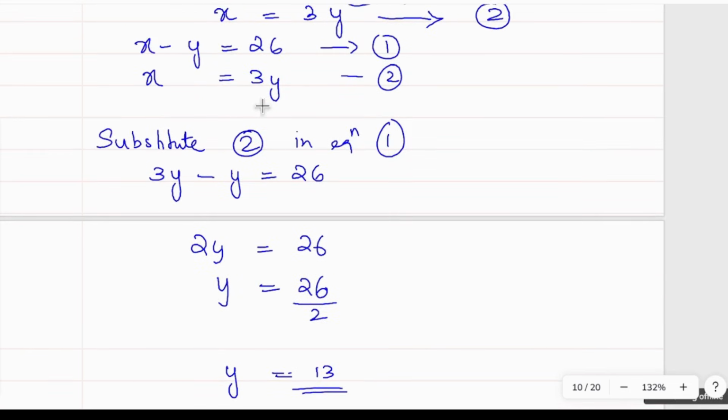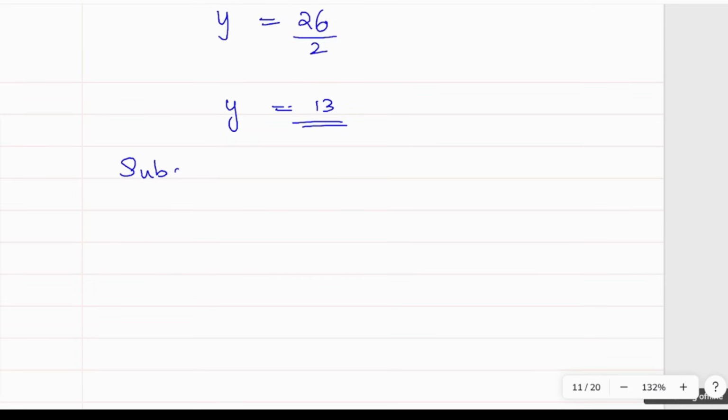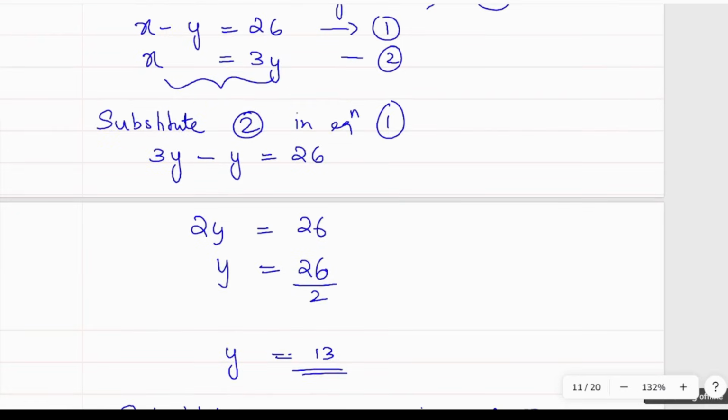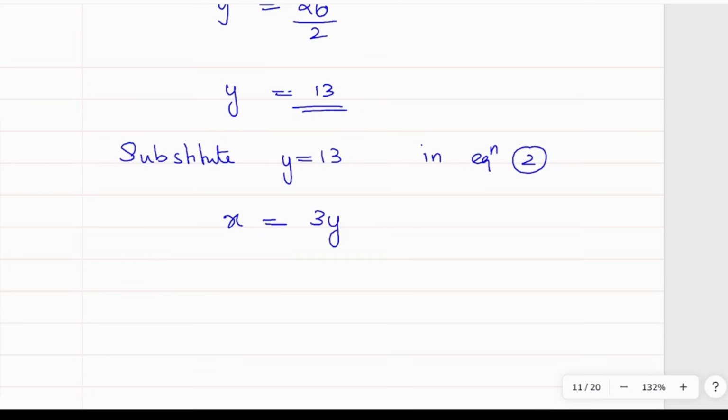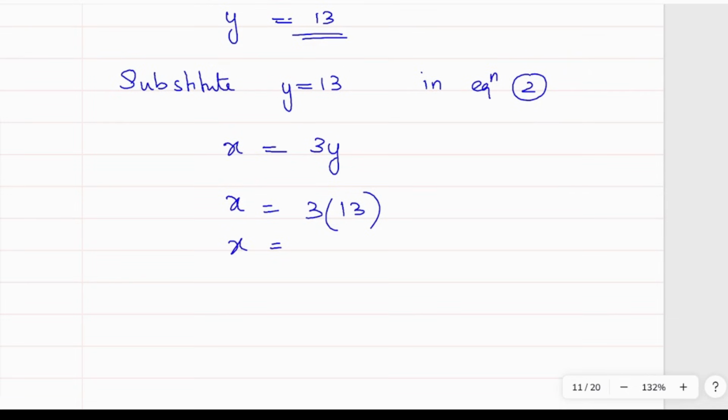Now directly what we can do? We can substitute that in our equation number 2. Substitute y equal to 13 in equation 2. What's our equation 2? x is equal to 3y. In place of y, you need to substitute 13, right? x equal to what? What is 13 into 3? 39. So we got our value for x equal to 39.